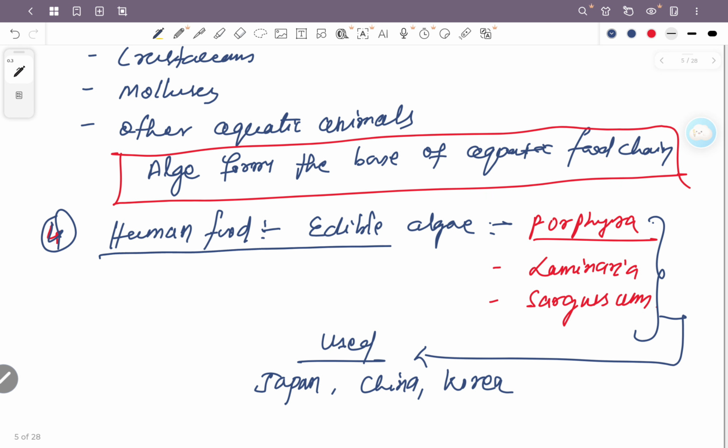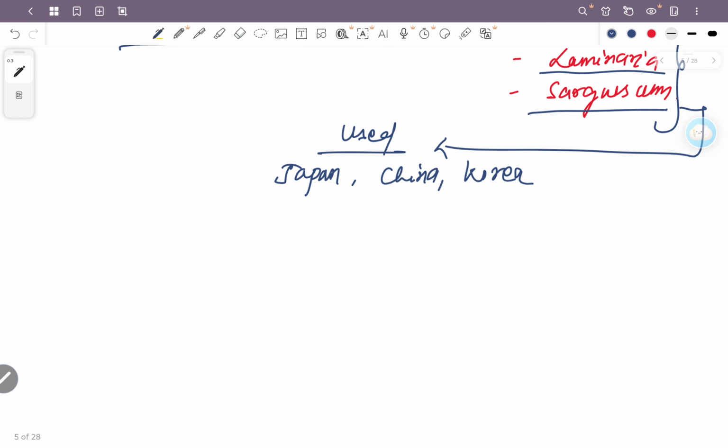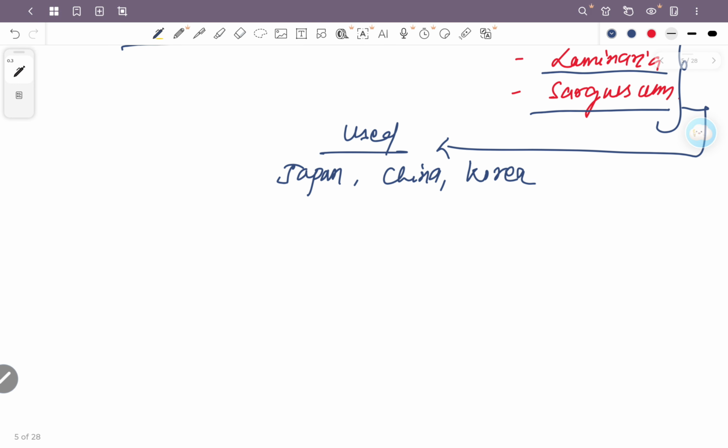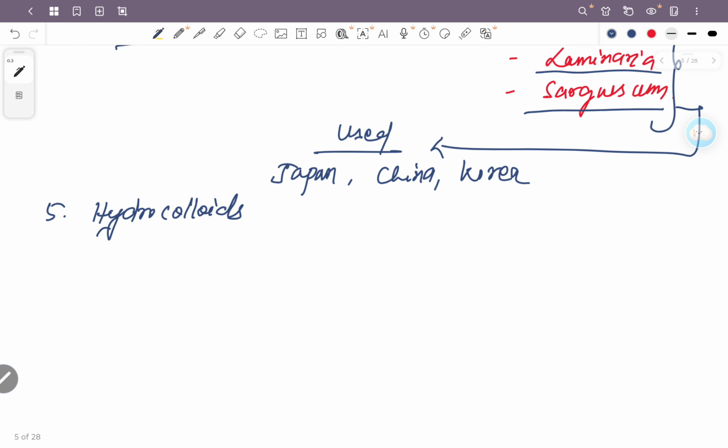So okay, what are the three algae? Porphyra, Laminaria, and Sargassum. Okay, now the next use is they are used as hydrocolloids. Hydrocolloids means water holding capacity. They have water holding capacity.